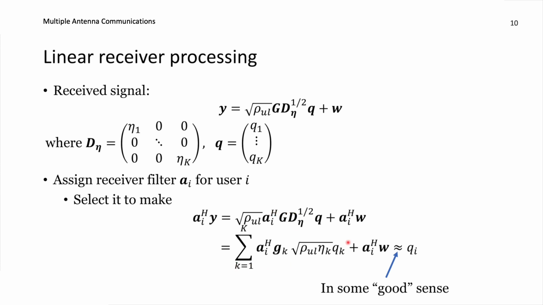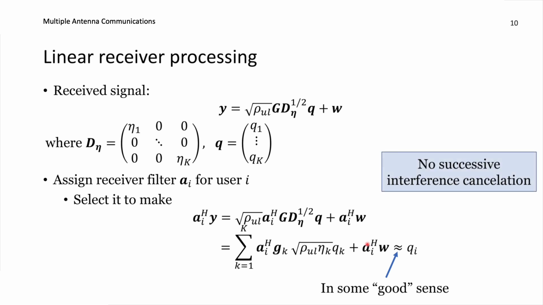If we look at the summation here, when k is equal to i, we have a term multiplied with qi, and that term we would like to be similar to 1 so that we get approximately qi. And then we have the summation over all of the other interfering signals sent by other users, and we would like their terms here in front of their qk to be close to 0, and we would like the noise term also to be close to 0. And one of the problems that we would like to solve is how to select ai in a good way. And we would like to figure out what a good way means.